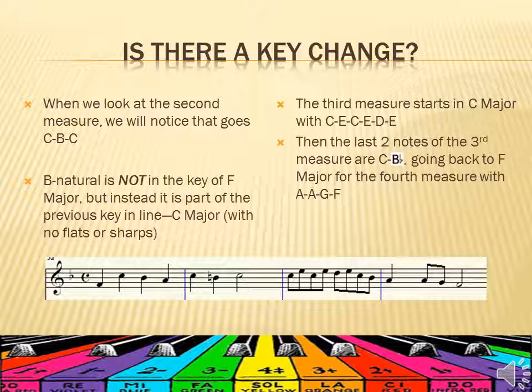The third measure starts in C major with C, E, C, E, D, E. Then the last 2 notes of the third measure are C, B flat. Going back to F major for the fourth measure with A, A, G, F.